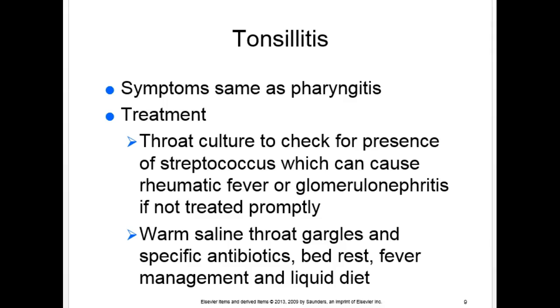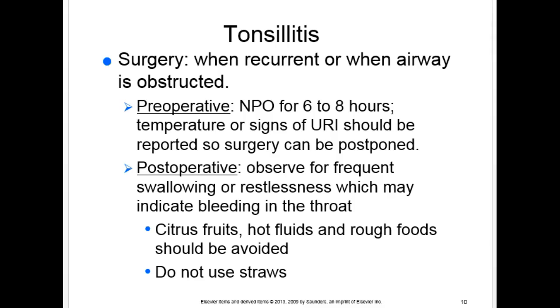Besides, if the tonsillitis is caused by an infection, antibiotics would be started. Also, warm saline throat gargles would be encouraged for discomfort, along with bed rest, fever management by the use of an antipyretic medication such as Tylenol, and a liquid diet to decrease the irritation on the throat, but yet provide some nutrition to the patient.